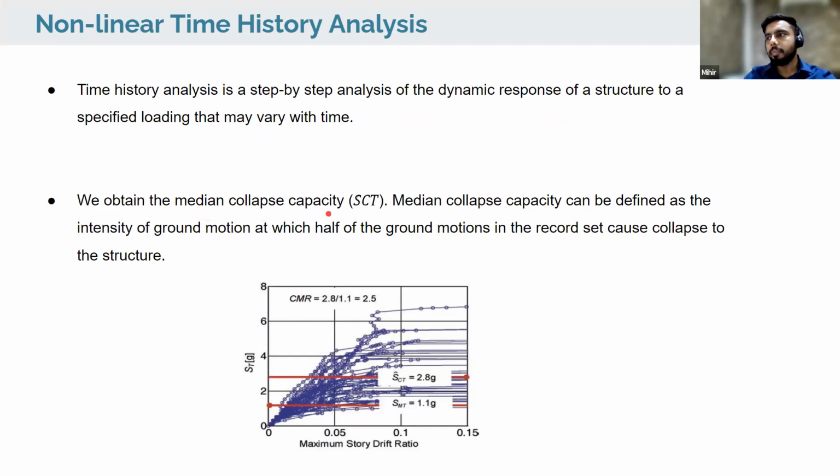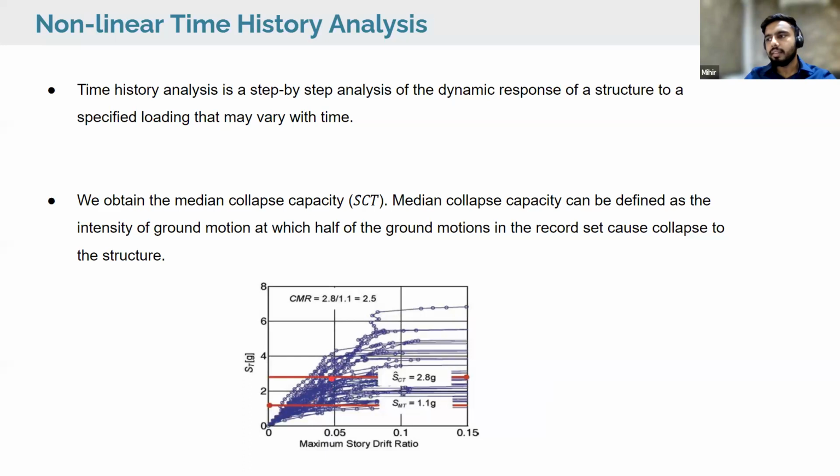We obtain the median collapse capacity, which can be identified as the intensity of ground motion at which half of the ground motions in the record set cause collapse of the structure. This is as per FEMA, where we use incremental dynamic analysis: we have the ground motion and we give a scale factor to it until it reaches the collapse point. A collapse point can be another debate point, as you can choose different methods for your intensity measure. In this case, you see the maximum story drift ratio. Suppose I'm applying a ground motion to my structure and it is following some graph and having some drift ratio for the different spectral accelerations. But suppose I've given a scale factor of 3, 4, 5 and it is reaching till this point.